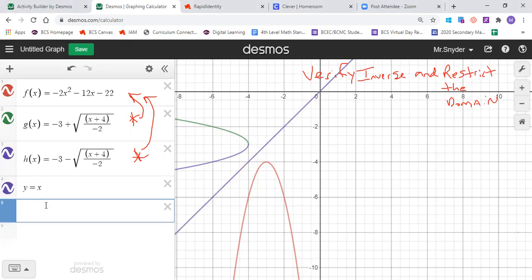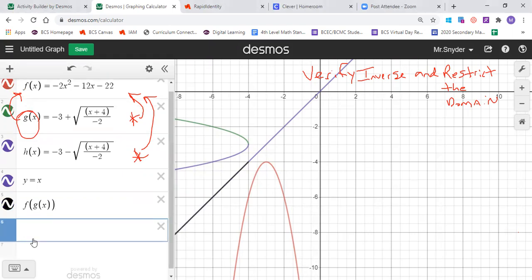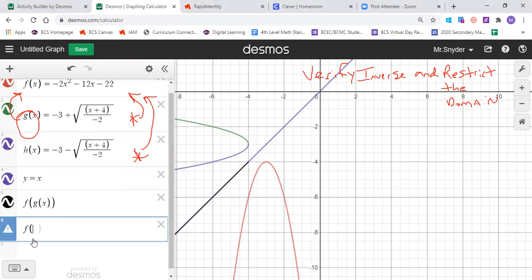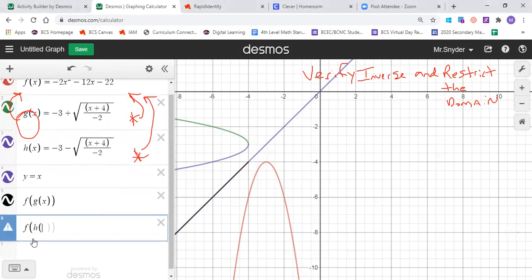But then also we can take the composition, and if you remember that from the previous video, that means we take this and we stick it into that equation. And it's really easy. We just type f of g of x. What you should see is it overlaps that line. And then we can do the other one where we take f of h of x, and it should also overlap that. Okay, and it does, it changes that line just a little bit. So we verified that they are inverses at this point.